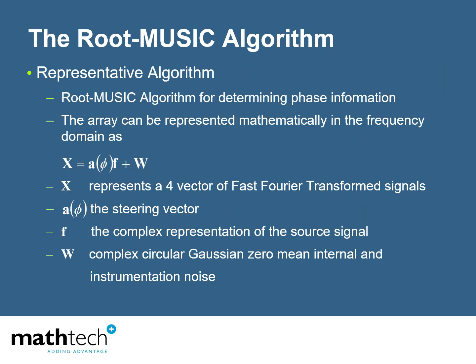Here, there is a detailed explanation of the preferred algorithm. The root MUSIC algorithm. The algorithm uses the same framework as the MUSIC algorithm. Here, X represents a matrix of transformed receiver signals in each row, where A is the steering vector due to time delays and hence phase shifts. F is the complex representation of the signal source, and W is a complex circular Gaussian weakly stationary noise process.